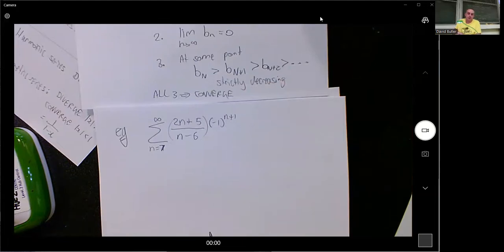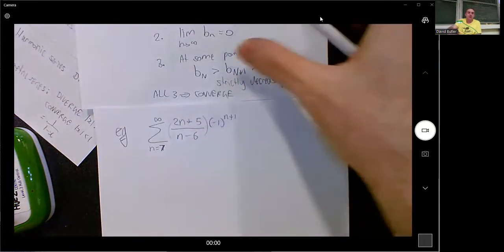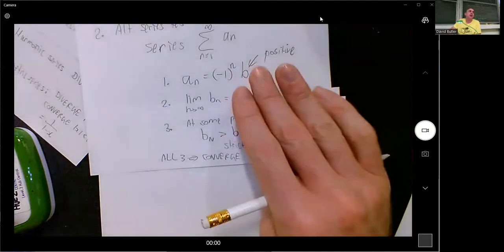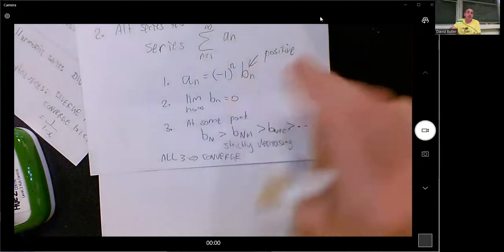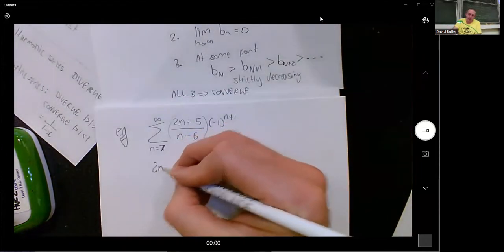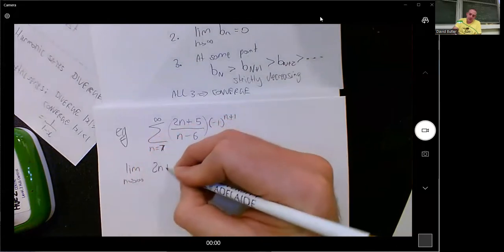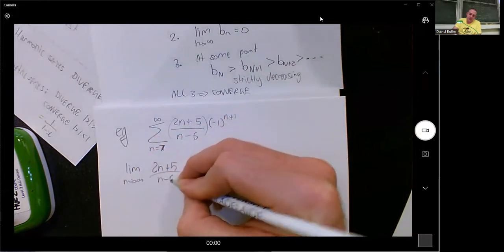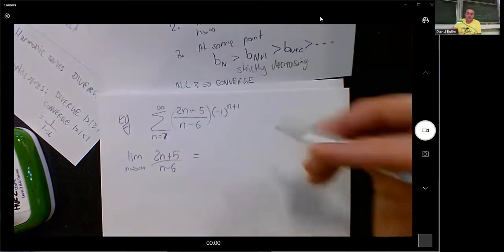So this is the Bn that's in my version of the theorem. Don't call it Bn in your exam because the lecturer won't know what that means. Okay, so we're going to say the limit as n goes to infinity of (2n plus 5) over (n minus 6). I'm going to have to figure out what that limit is.